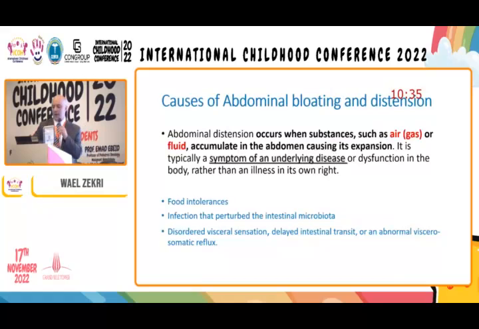So again, what are the causes of abdominal bloating and distension? Abdominal distension may occur just due to air entrapment or fluid entrapment and its accumulation inside the abdomen. The definition of bloating and distension is a definition of another disease. This means that we have a symptom with an underlying disease. I have to dig more and investigate to find this disease. What disease are we dealing with?